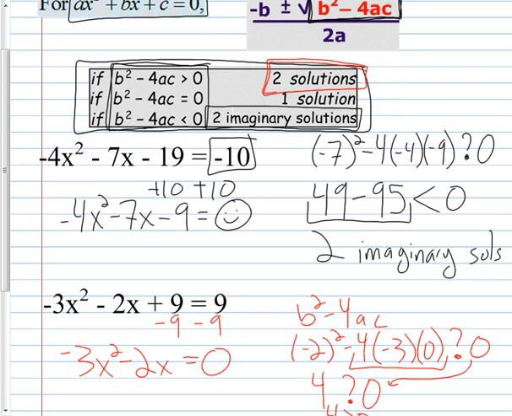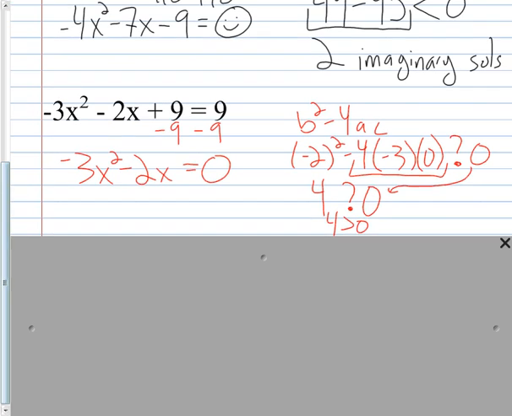Yeah, you can throw in there the word real versus imaginary solutions. All right, so 2 real solutions, because the discriminant was greater than 0.